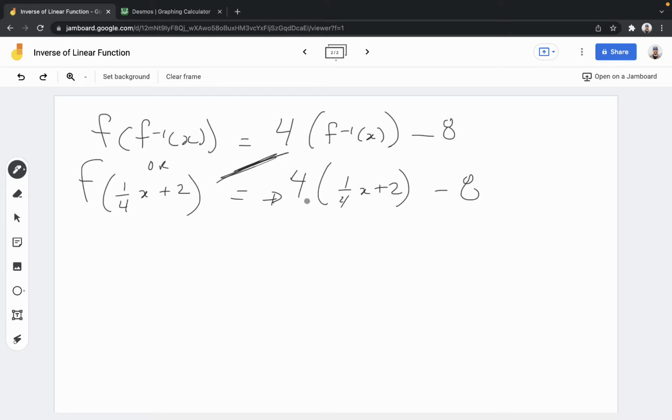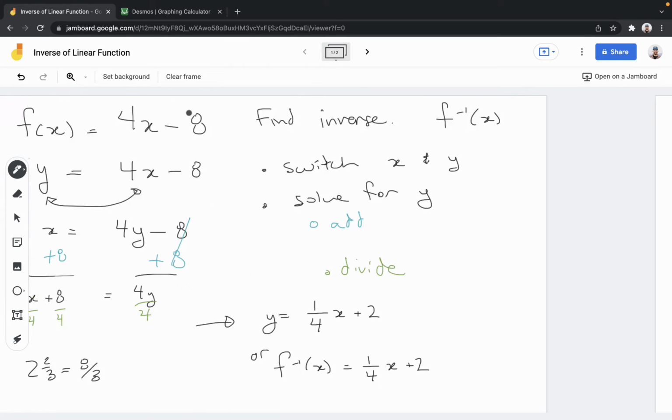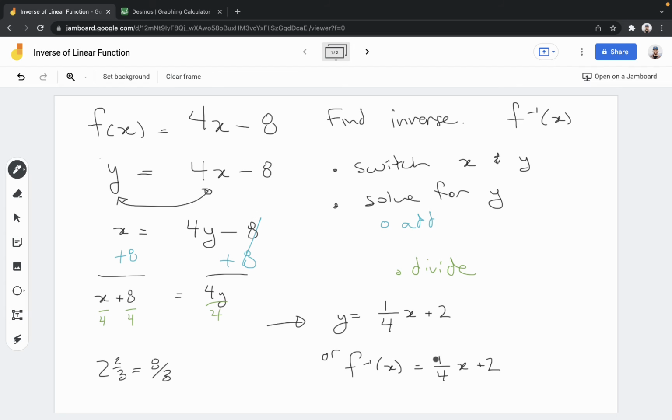Now if we distribute that through, 1/4 times 4 is just x, plus 8 minus 8, equals x. So we end up with f of f inverse of x, the function inverse composed into the function, equals x. That basically means the undo function is working. All the adjustments of the function are being undone by the inverse.